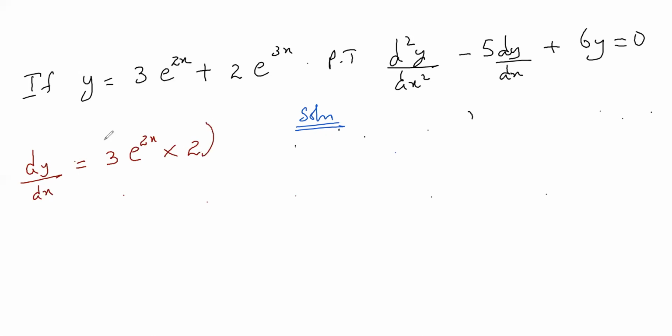Correct? I hope everyone is done with this. Plus 2 is a constant. E power 3x differentiation is what? E power 3x. And what is 3x differentiation? 3. So multiply by 3. Is this step clear to everyone?